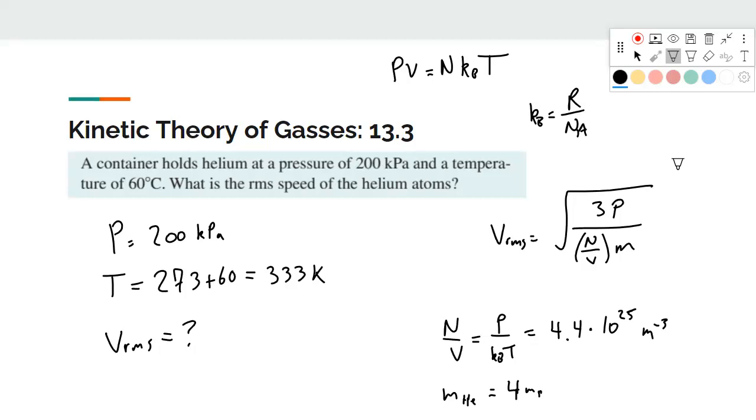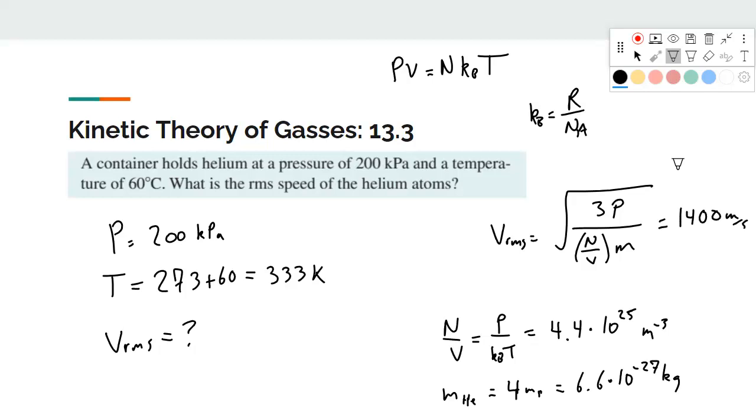There are ways to derive it if you're curious, but here we can plug in those numbers and get something like 6.6 times 10 to the negative 27 kilograms. So very, very small mass. And now we know everything we need to find the RMS velocity, right? We have the pressure, we have the number density, and we have the mass of the molecule. So we plug all of these things in and we get roughly 1400 meters per second.